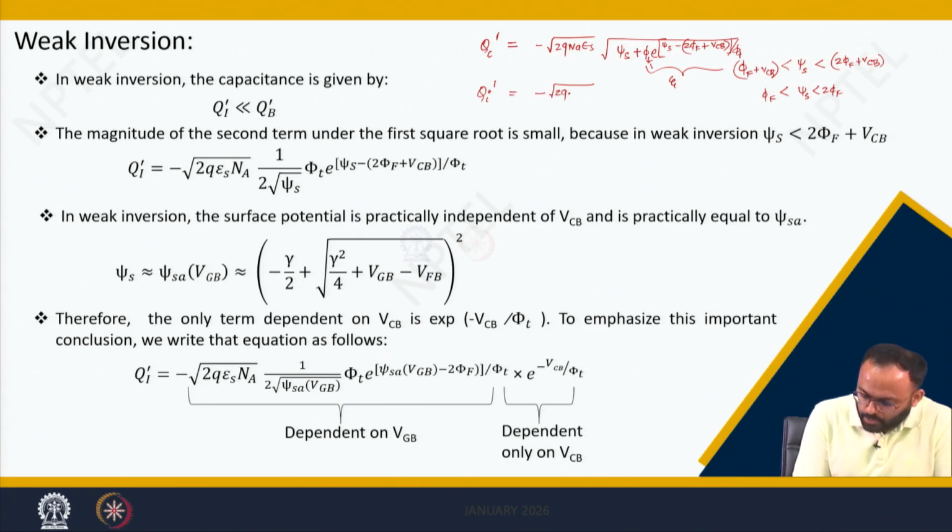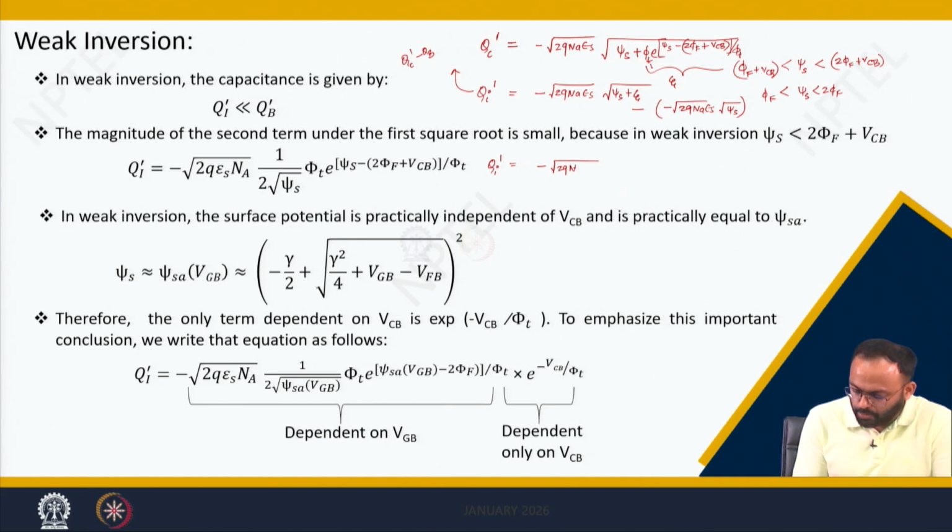We can rewrite the inversion charge equation as minus square root of 2 into q into Na into epsilon S into square root of psi s plus zeta, minus the bulk charge Qb dash, because Qi dash is nothing but Qc dash minus Qb dash, and the bulk charge is given by minus square root of 2 into q into Na into epsilon s into psi s. If you rewrite this equation, you will get the inversion charge as minus square root of 2 into q into Na into epsilon s times (root of psi s plus zeta minus root psi s).